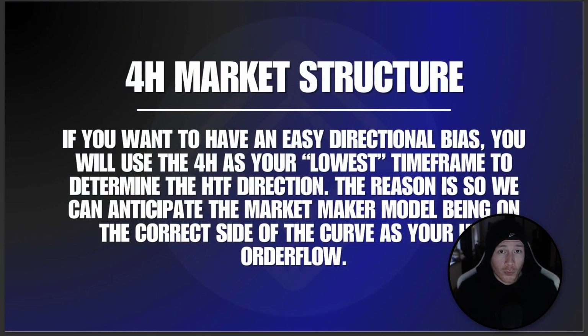Now let's talk about 4-hour market structure. If you want to have an easy directional bias, you will use the 4-hour as your lowest time frame to determine the higher time frame direction. So the reason is so that we can anticipate the market maker model being on the correct side of the curve as your higher time frame order flow.